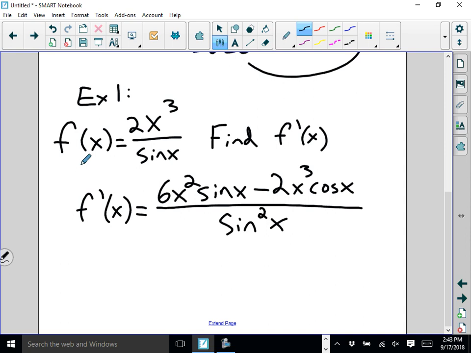In this problem, we can't simplify anything because you might say, well, we can cancel out those sine x's. But we can't cancel out the sines because there's not a sine x in every single term. Okay, so that's f prime of x. Let's try one more example.